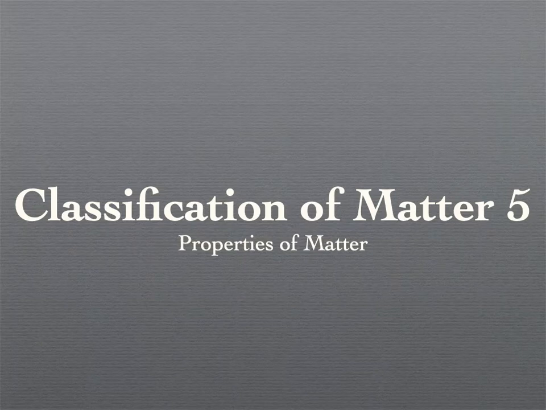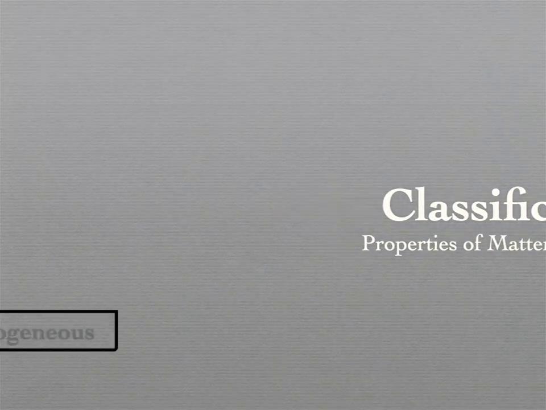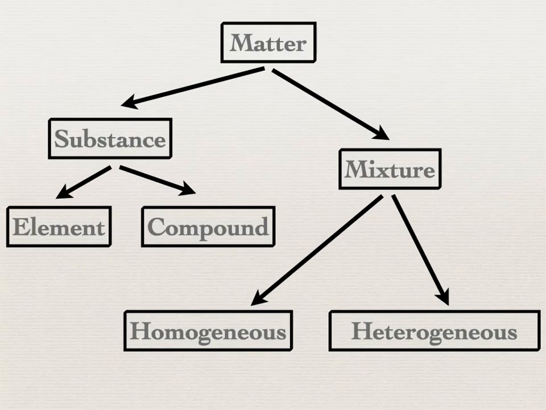In our last classification of matter video, we're going to look at some properties of matter and ways to separate different types of mixtures and compounds. So you'll remember our classification of matter breaks into two broad categories: substances and mixtures. A pure substance can either be an element or a combination of elements. And a mixture can either be heterogeneous, have layers, or homogeneous, no layers.